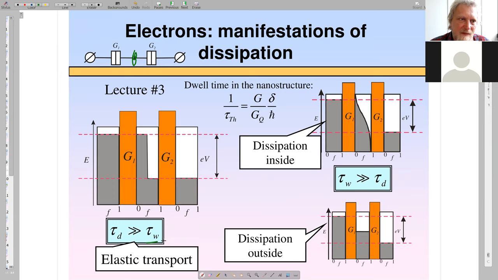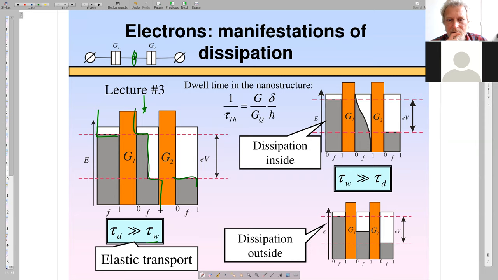In this case, what we see in the middle is just a superposition of two filling factors. So there is a step in the filling factor in one lead and another lead. And if you look in between, you see two steps. All right? Everybody understands this? We will see these two steps in experiment close to the end of the lecture.